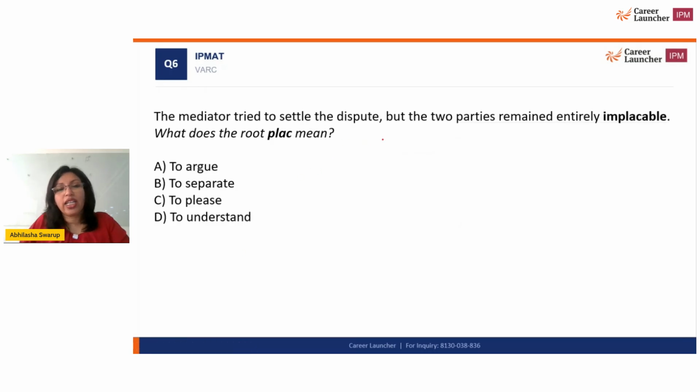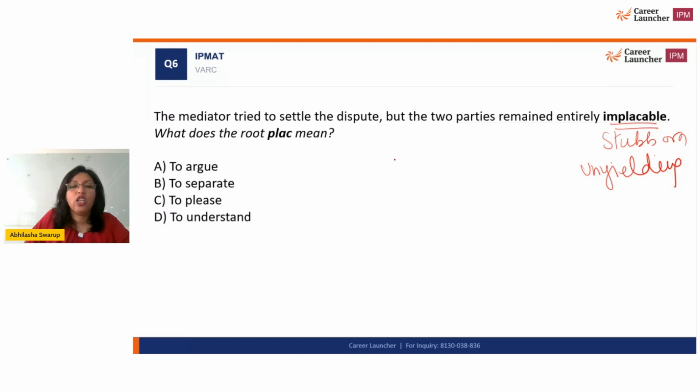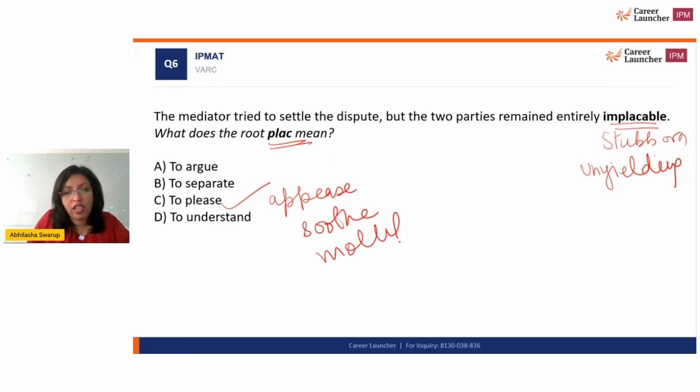The mediator tried to settle the dispute, but the two parties remained entirely implacable. Implacable means stubborn or unyielding, right? So somebody who's implacable is not placated easily, is not appeased easily, right? So plac, the root word, means to please, appease, soothe, mollify, pacify, right? You can use any of these words as synonyms.